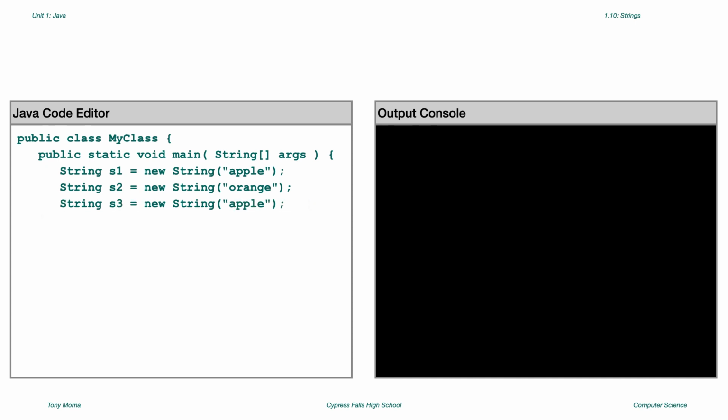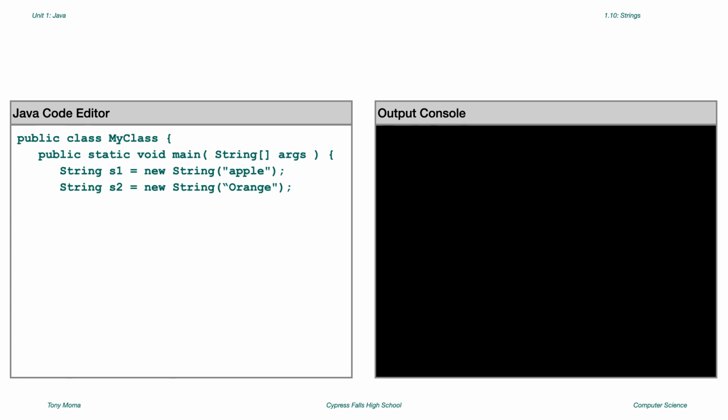Now suppose I declare a third string and set it equal to apple, just like s1. When I compare s1 and s3 using the compareTo method, 0 gets output because both s1 and s3 contain the same exact contents. Now, things can get a bit tricky when we start switching between upper and lowercase.